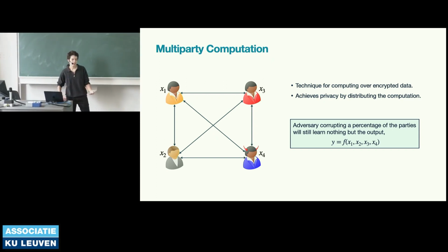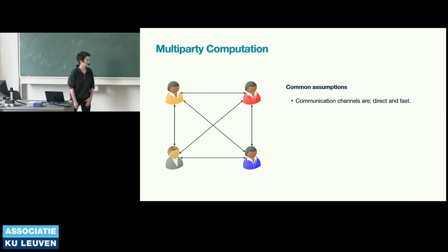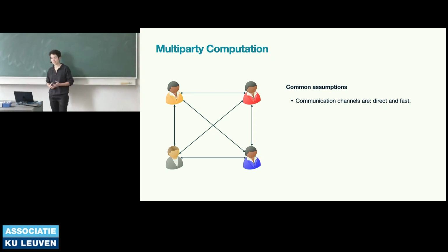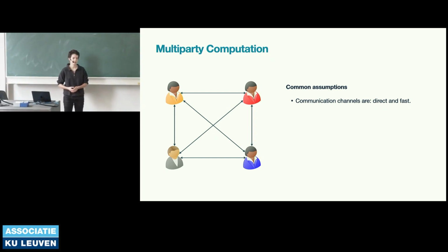Now, when designing MPC protocols, there are a few common assumptions that we make to make it easier to design efficient protocols, but that also make the protocols a bit more unrealistic for many scenarios. So the first of these assumptions is that between each pair of parties there is a dedicated fast communication channel. And if we have a lot of parties, or if there's a party who is running multiple MPC computations with different sets of parties, then building these communication channels might not be feasible.